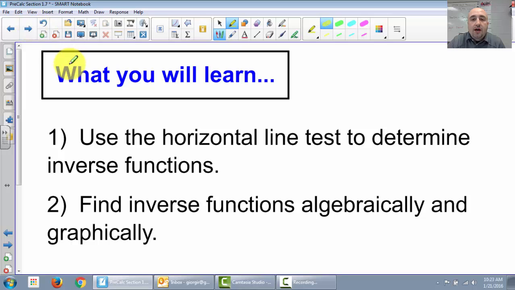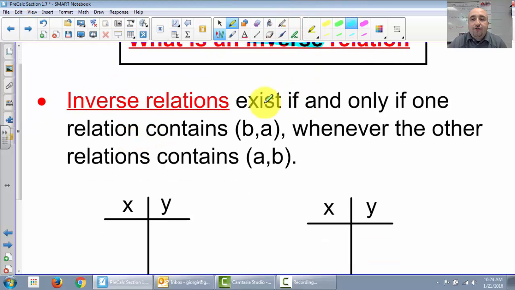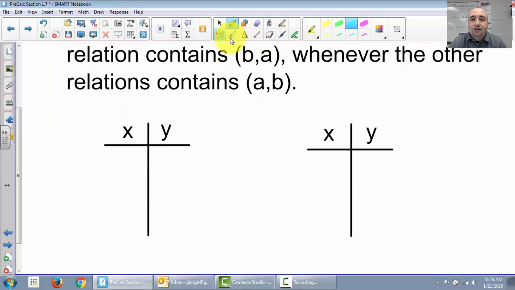All right, so what we're going to learn: how to use the horizontal line test. We've already talked about the vertical line test to determine inverse functions, and we're going to find inverse functions algebraically and graphically. All right. So what is an inverse relation? So basically this is saying, what is an inverse? An inverse relation exists if and only if one relation contains b comma a whenever the other relation contains a comma b. Okay, that won't make any sense until we actually look at what that means.